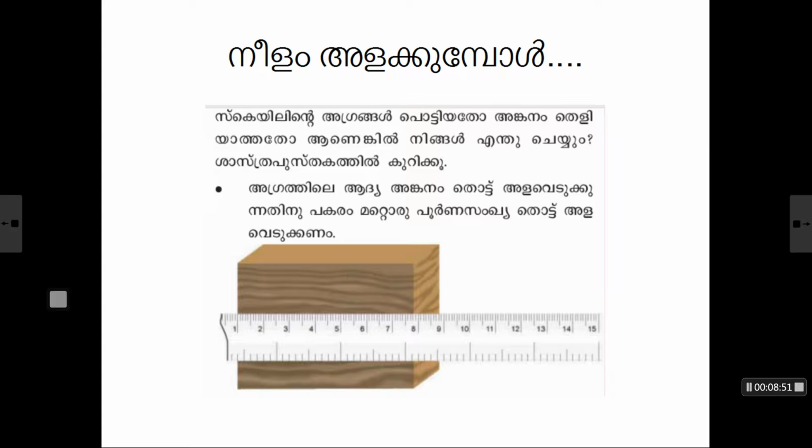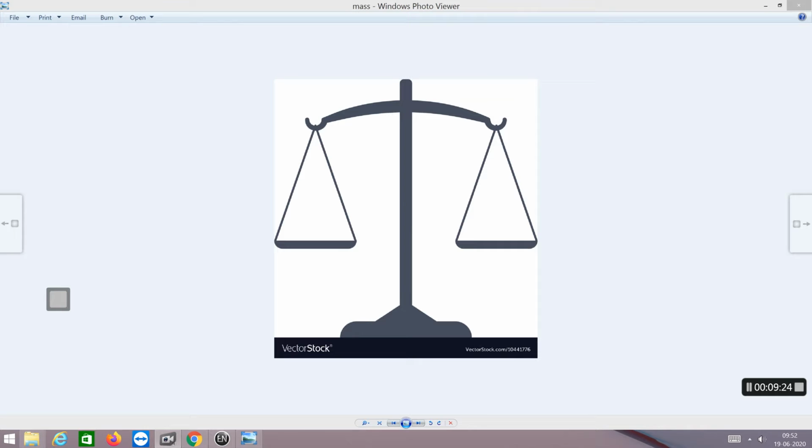And then see here, the reading is 8.8 centimeter. So 8.8 minus 1 is equal to 7.8. That is the correct measurement. So if the edges of the scale are broken, don't start from the edge. Not from 0, you start the measurement from 1 centimeter.